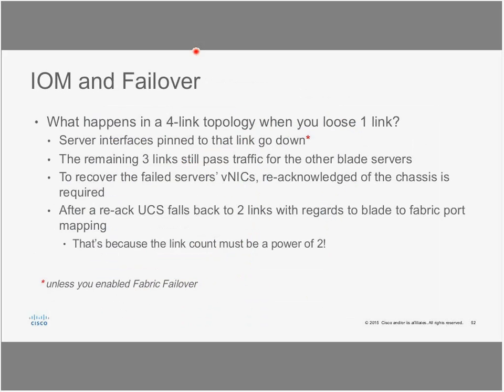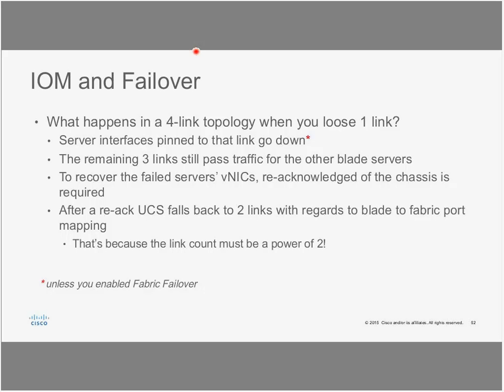All right, let's talk about IOM failover. So for instance, let's say that you have an IO module and it has 4 cables plugged into it. Now you have all your servers pinned to 4 links between the IO module and the Fabric Interconnect. Then one of the links fails. What that means is that you have 3 links that are going to continue to pass traffic.